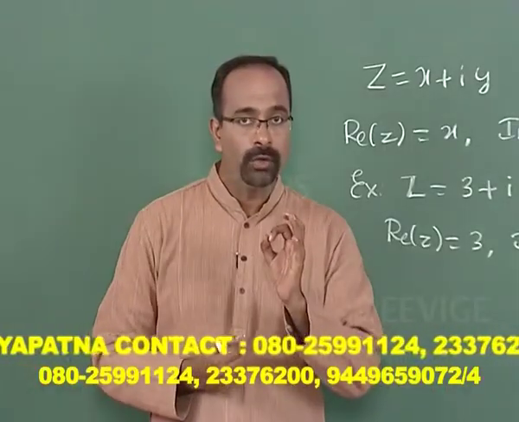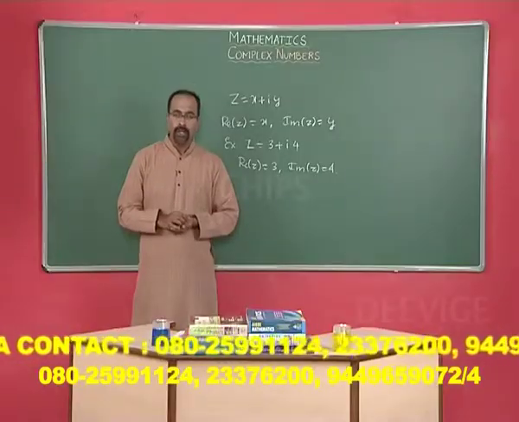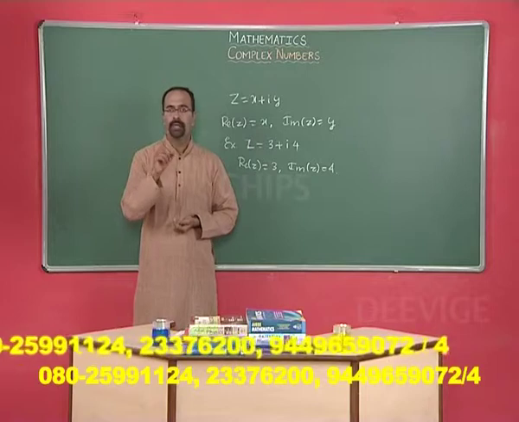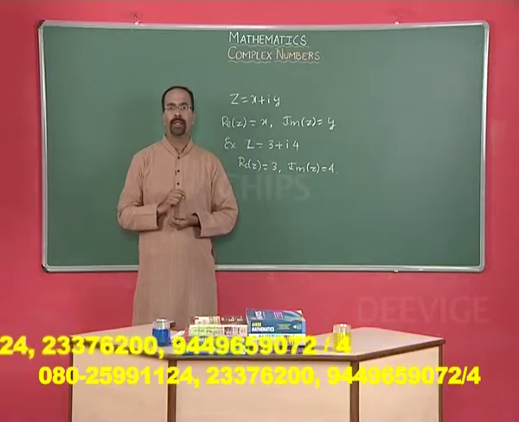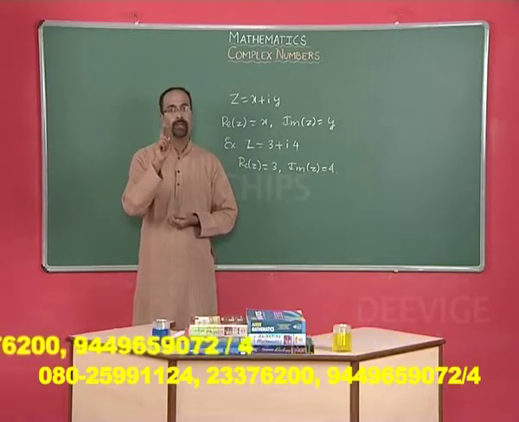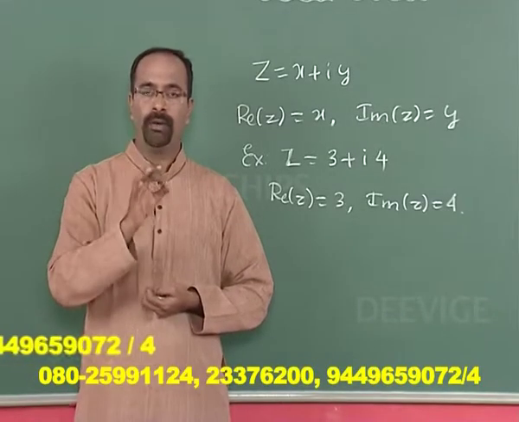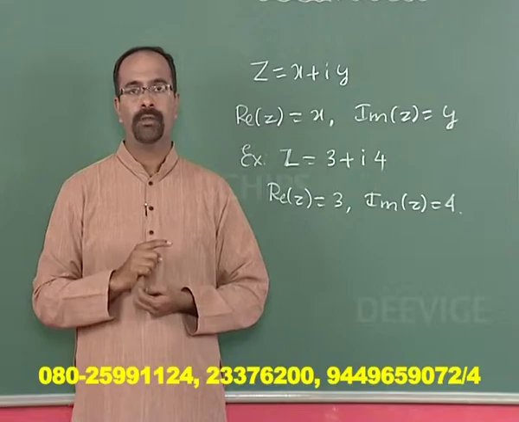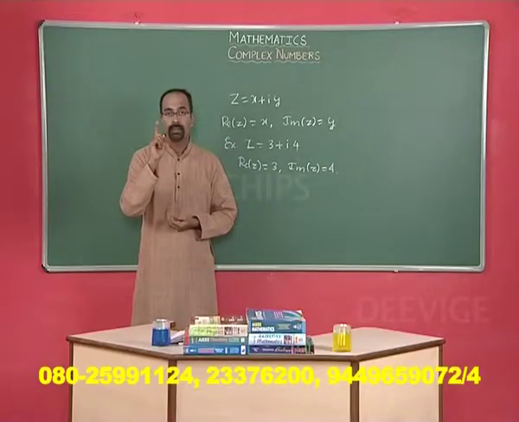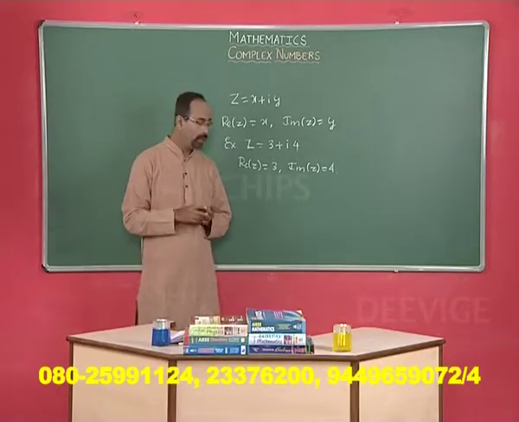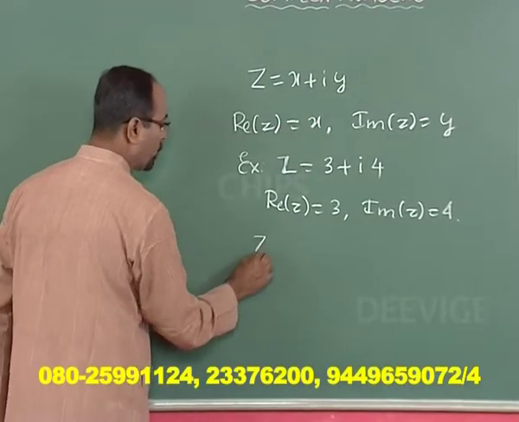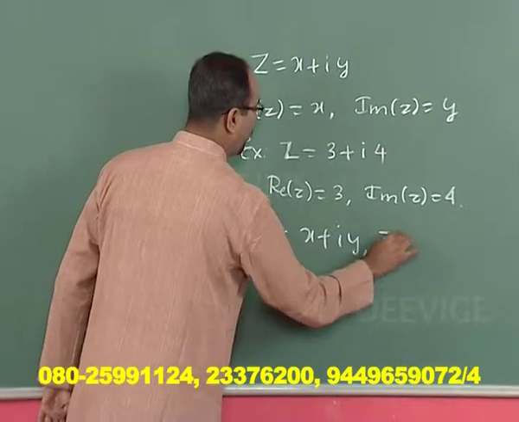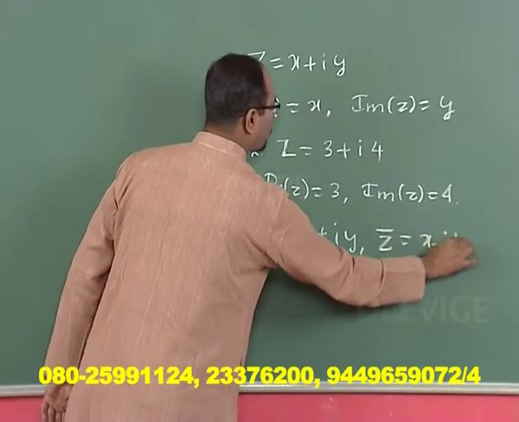Let me explain you what is conjugate of z. Conjugate of a complex number z is that complex number which when multiplied to the original complex number z gives you a positive real number. The shortest form of writing conjugate of complex number is this. If z is equal to x plus iy, then z bar is given by x minus iy.